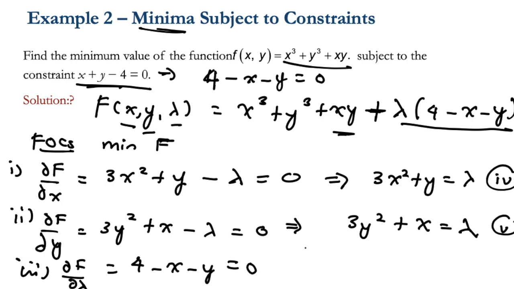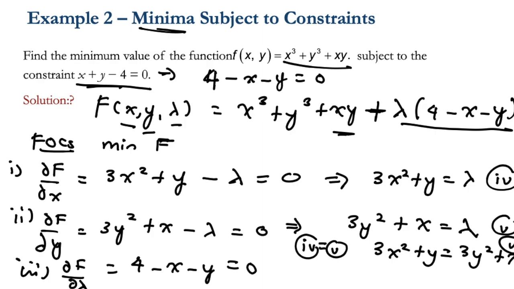What we can do here is we equate number 4 and 5. Remember, we want to find x and y. Okay, we equate them. So we have 3x squared plus y equal to 3y squared plus x. So this one, I call it number 6. Now, what we can do with number 3, I forgot to tell you here, rearrange it so that we can have y equal to 4 minus x. So this one, we call it number 7.